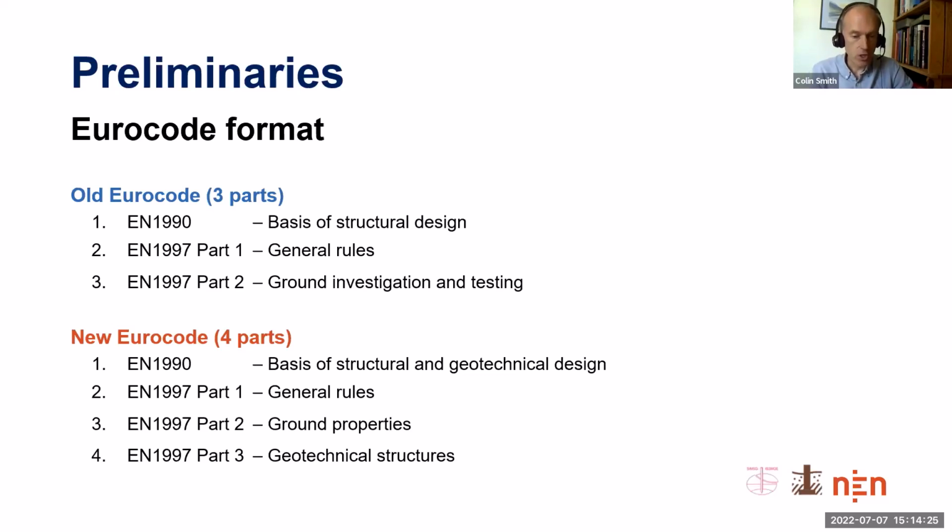In the new version, there are now 4 parts. EN 1990 remains, but it has been expanded or now explicitly covers geotechnical design. We have a Part 1 in EN 1997, which covers general rules. But that Part 1 has been split into 2. And the sections dealing with geotechnical structures have been put into part 3. Part 2 remains broadly the same in terms of looking at ground properties. So I'll be discussing primarily new changes in part 1 and part 3.